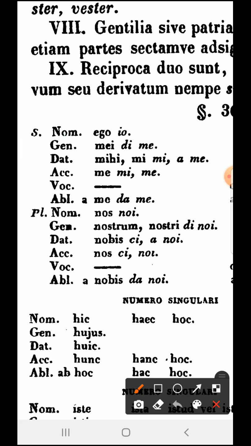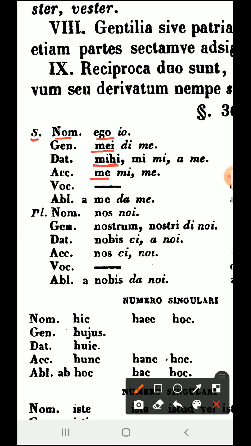We see singular, the number, and then we see the cases, nominative, and then we have the form of the pronoun in that number and case. And we see the first form, the nominative singular, is ego, and ego means I. We then see the genitive singular, and we see the form is mei, of me. We then see the dative mihi, which means to me or for me. Next we have the accusative case, me.